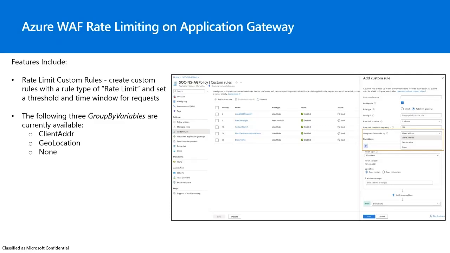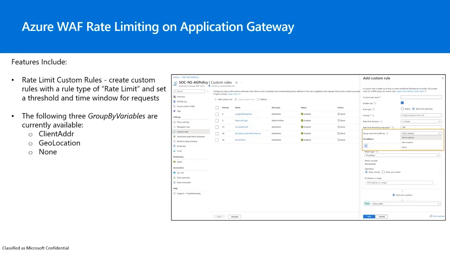This is the default setting for the rate limit rules for the WAF on Application Gateway. With the client address setting, each rate limit threshold and mitigation applies independently to every unique source IP address. This allows customers to block traffic from a particular client IP that exceeds the normal pattern.